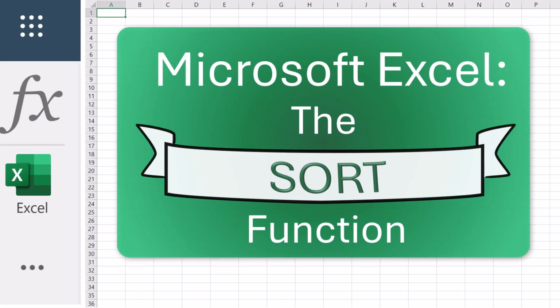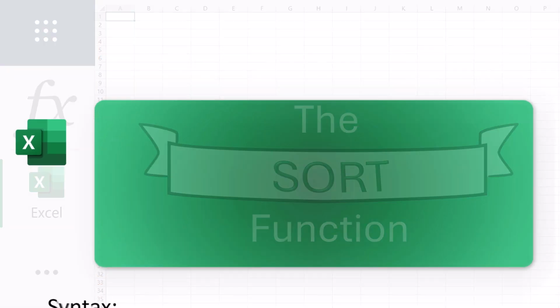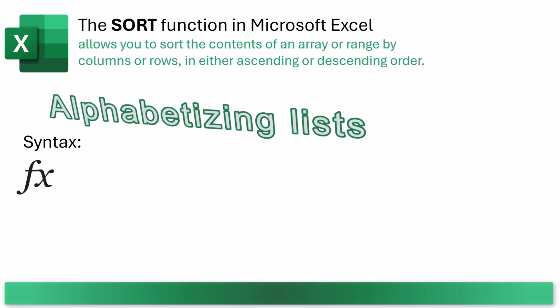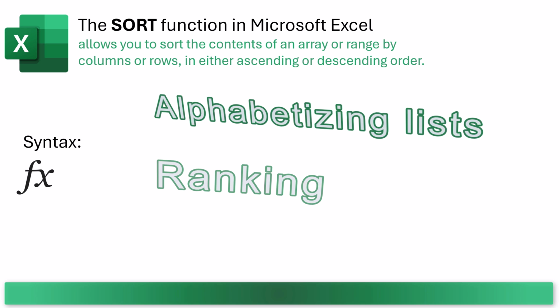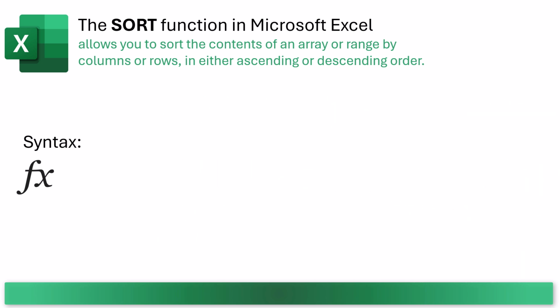The sort function. The sort function in Microsoft Excel allows you to sort data in either ascending or descending order by rows or columns. This can be super handy for everything from alphabetizing lists to ranking employees by salary, or maybe organizing project deadlines. Let's take a look at the syntax.